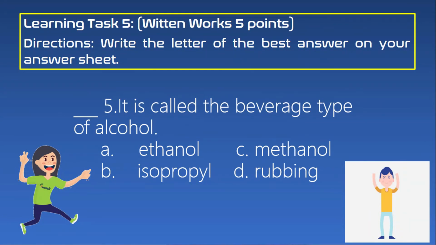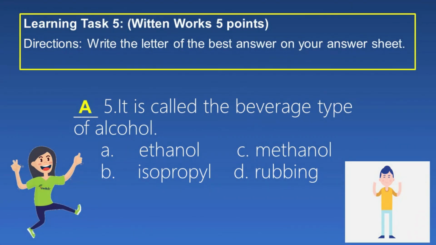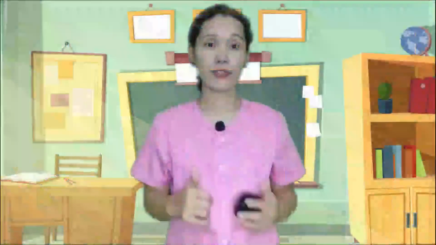Number 5 is called the beverage type of alcohol. A. Ethanol. B. Isopropyl. C. Methanol. D. Rubbing alcohol. And the answer is letter A. Ethanol. Very good, learners. Now it is time to reflect on our lesson about gateway drugs.